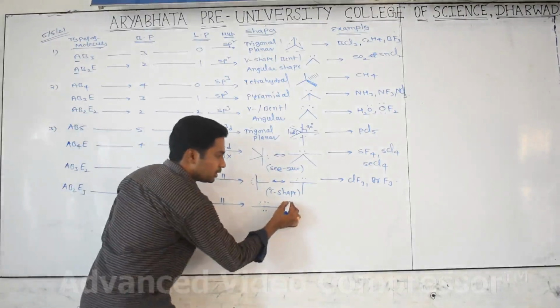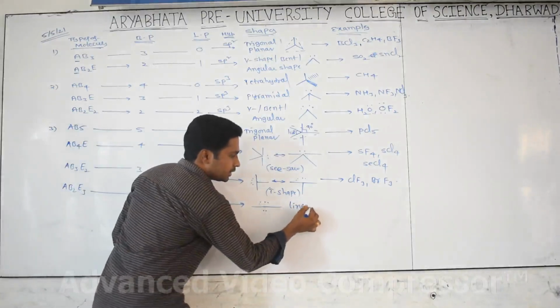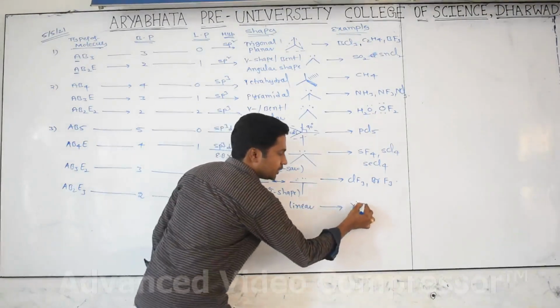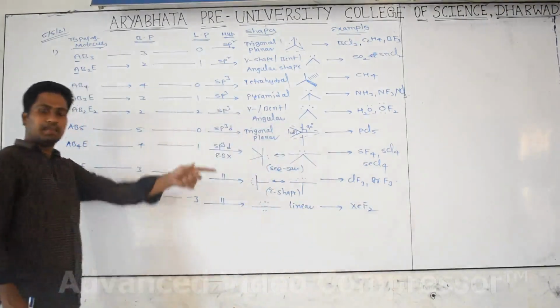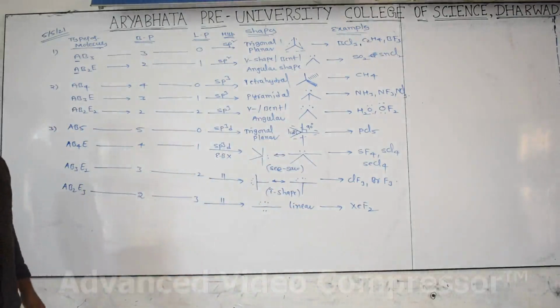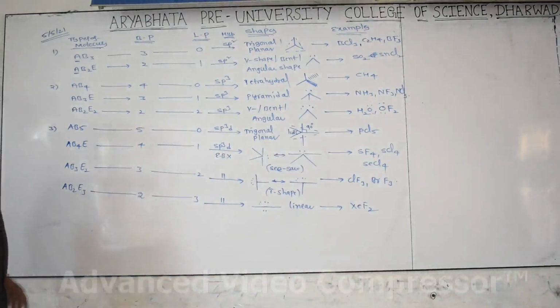Which molecule is linear in shape? I will give you one example, XeF2. Apply the formula and we get the hybridization: sp3d, with 2 lone pairs and 3 bond pairs.